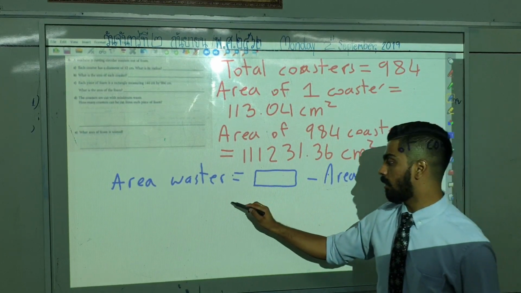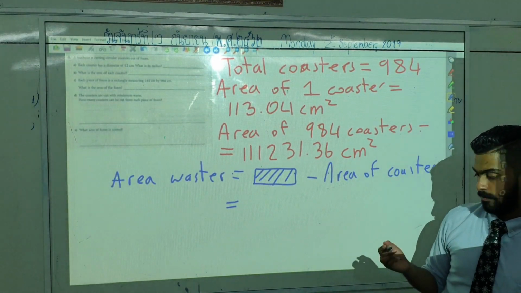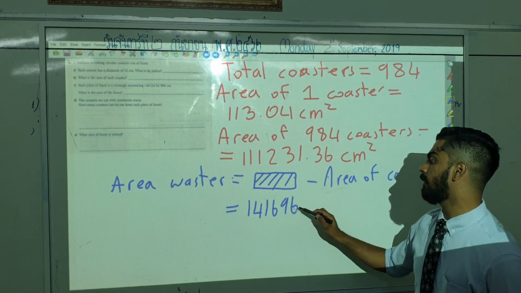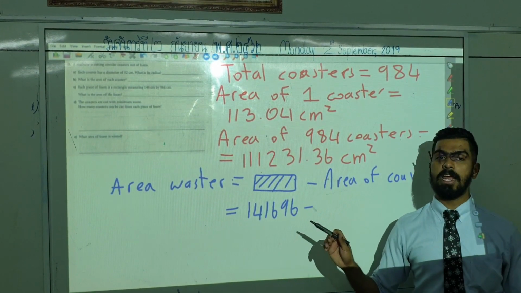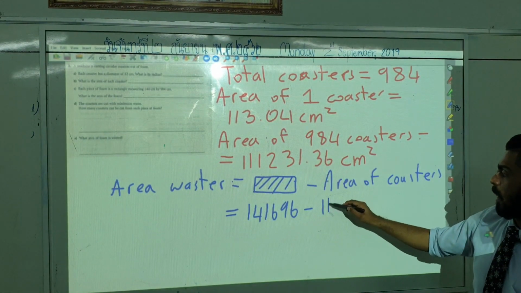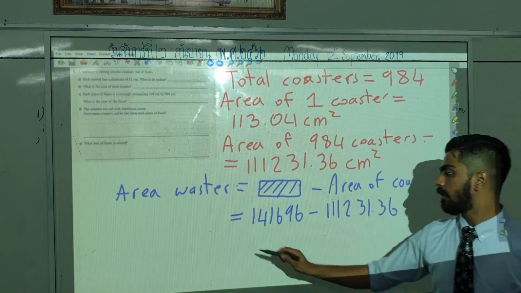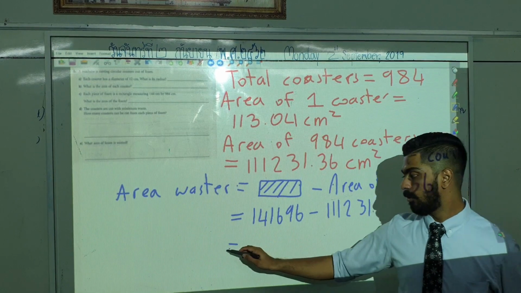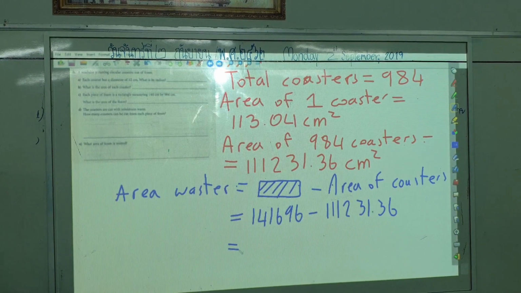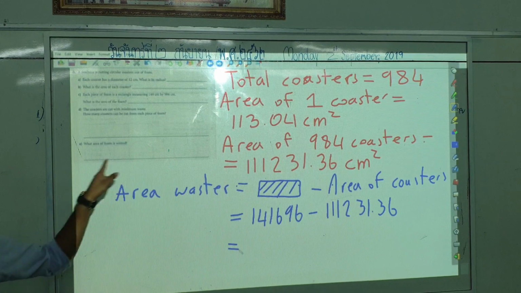Now, what was the area of the rectangle? 141,696. 141,696 minus what is the area of 984 coasters? We have it right here. 111,231.36. Now, let's do the subtraction here. This one? The one we multiplied just now.